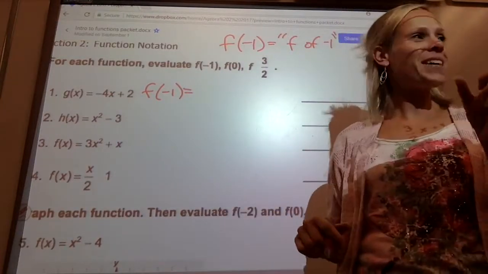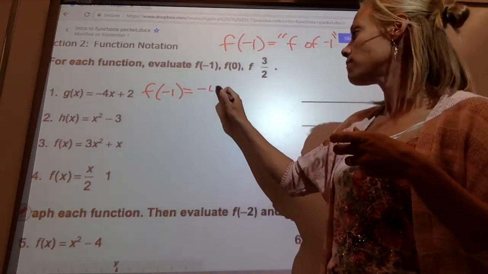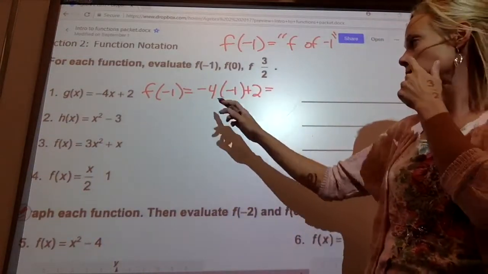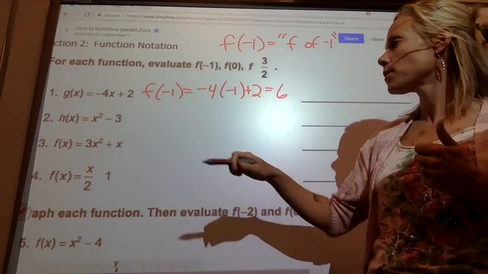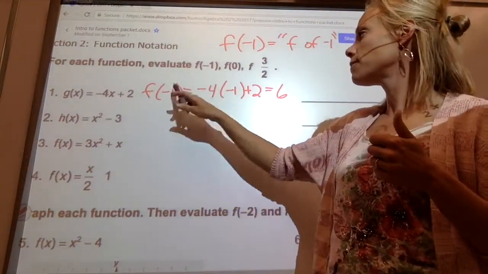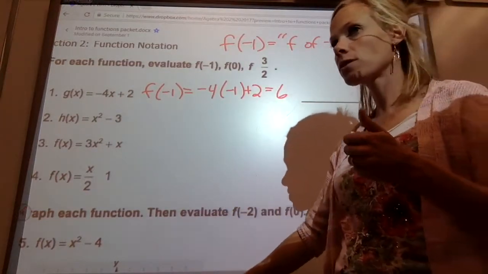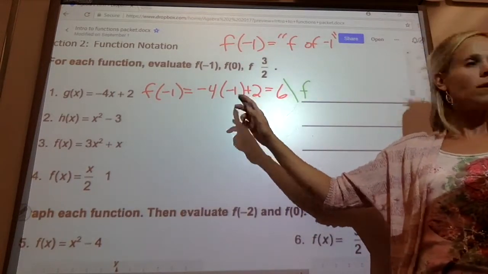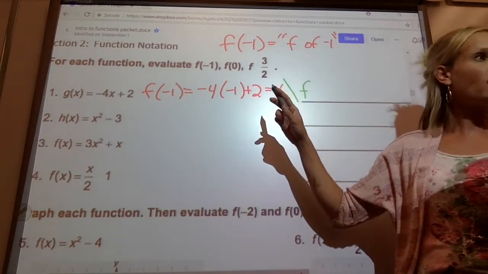Okay, so f of -1 would be put -1 in for x and solve it. So I would have -4 times -1 plus 2, which equals 4 plus 2, which is 6. So f of -1 for this function is 6. You're just subbing. Where'd you get 6 from? -4 times -1 is 4, and 4 plus 2 is 6. I only solved it. Yes, and then you solve it.